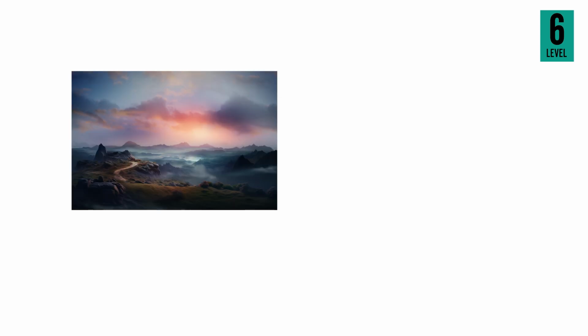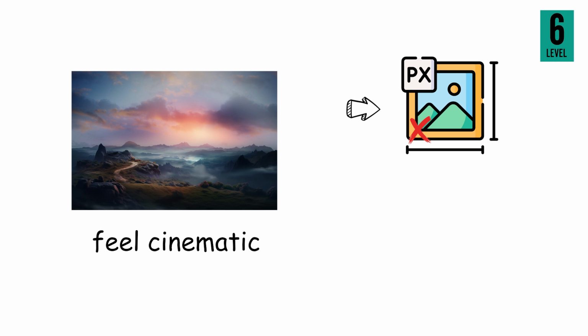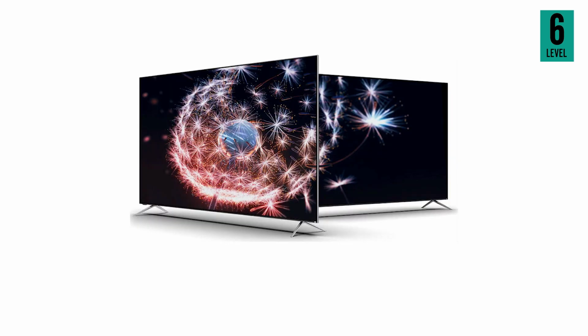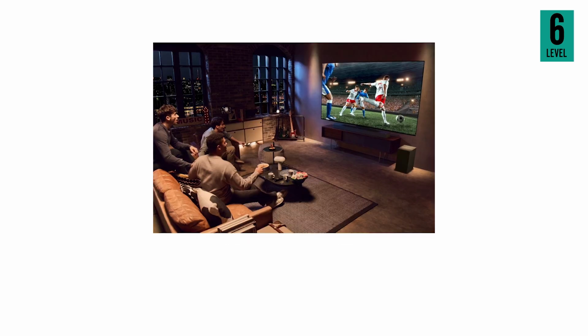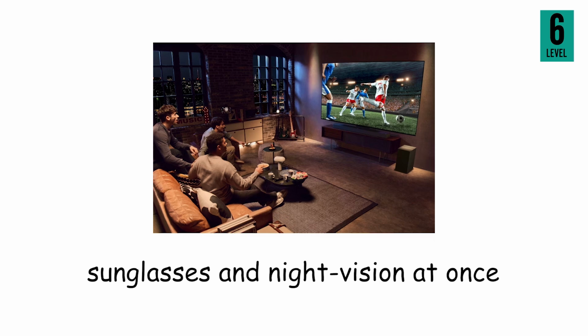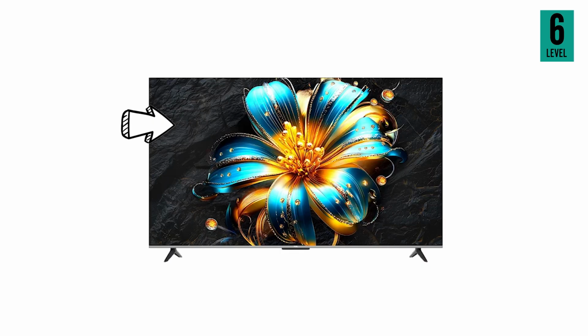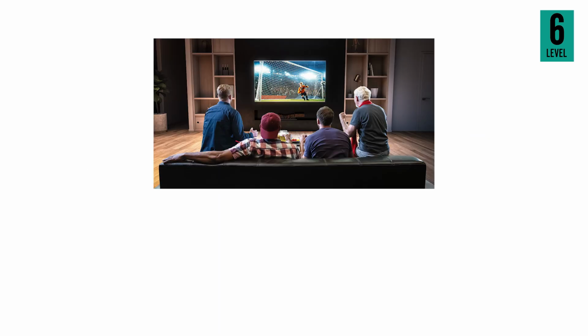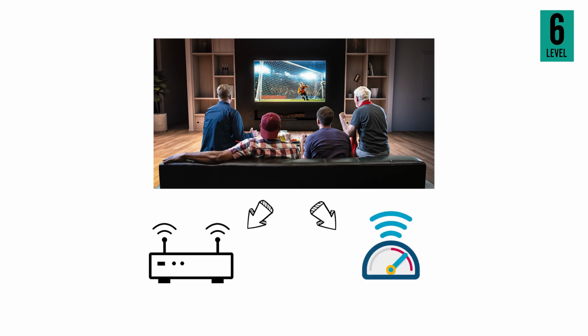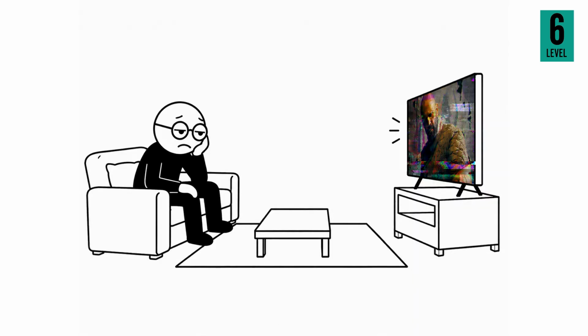The thing that actually makes 4K feel cinematic, though, isn't the pixels. It's HDR, which most 4K TVs now ship with. It hands your screen sunglasses and night vision at once. Shadows stay dark without losing detail. Bright spots glow without blowing out. The price of all that is bandwidth. Streaming it needs a serious router and an internet plan that doesn't flinch, or you're just buffering in ultra-high definition.